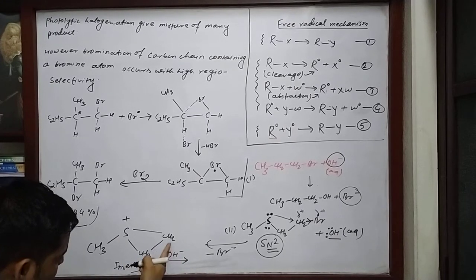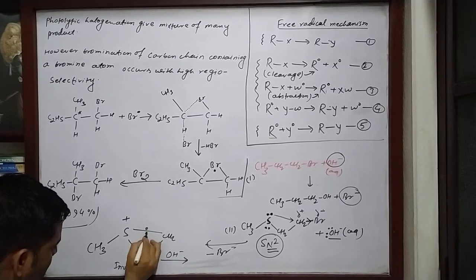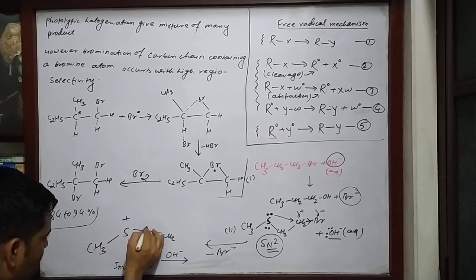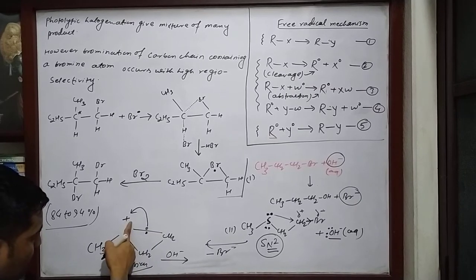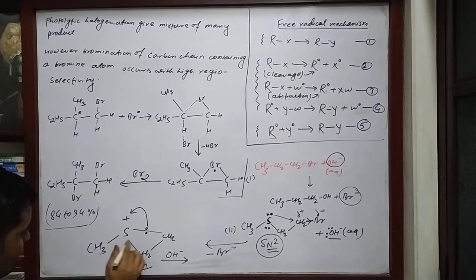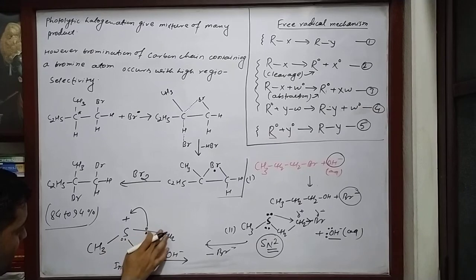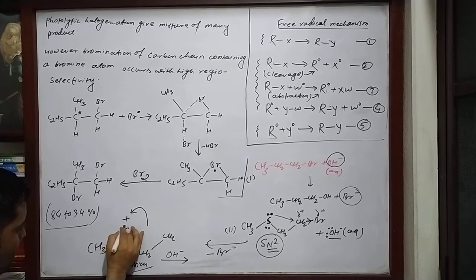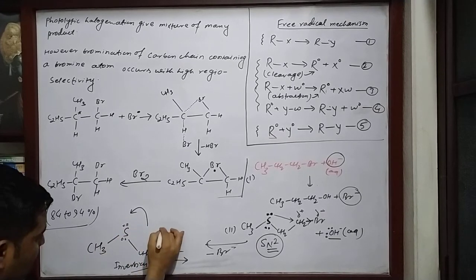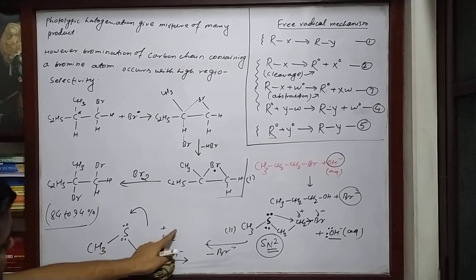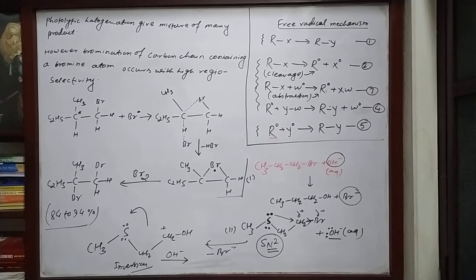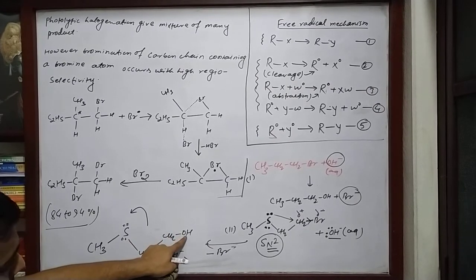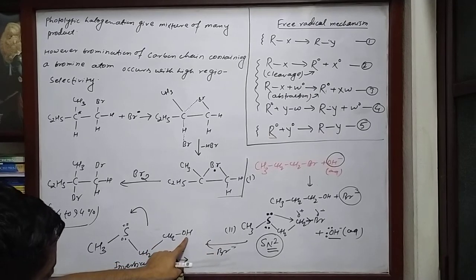Suppose OH minus attacks this CH2 carbon. Then the positively charged sulfur attracts the lone pair of electrons towards it. Sulfur already contains one lone pair. When this lone pair shifts towards the sulfur, the positive charge is neutralized and shifts to this CH2 group, and this positive charge combines with OH minus and gives the product. Here Br minus is substituted by OH minus.